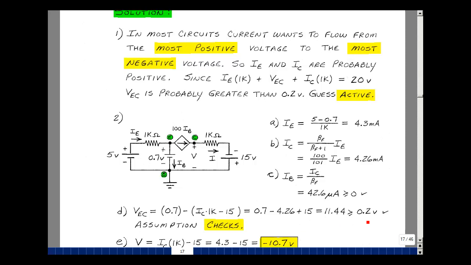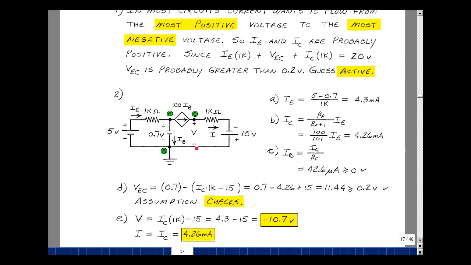We can now solve for V and I. V is the voltage here, so the rise in voltage would equal the drops around the loop. I sub C times 1K minus 15, and that's 4.3 minus 15, or minus 10.7. And the current I here is the collector current, and that was 4.26 milliamps. This is supplemental problem 312.